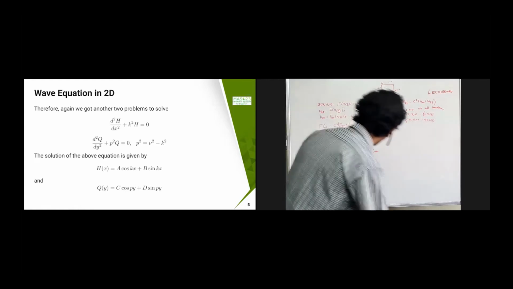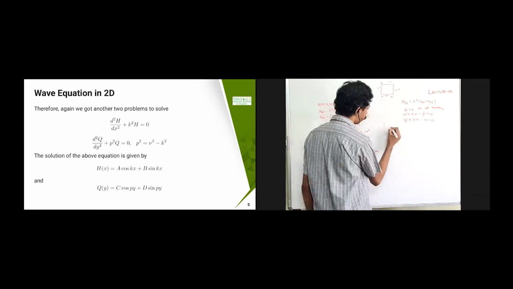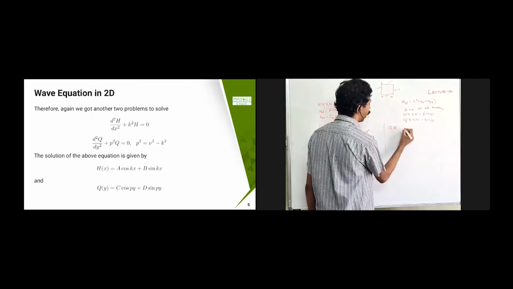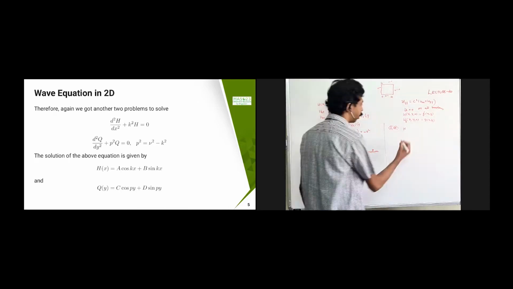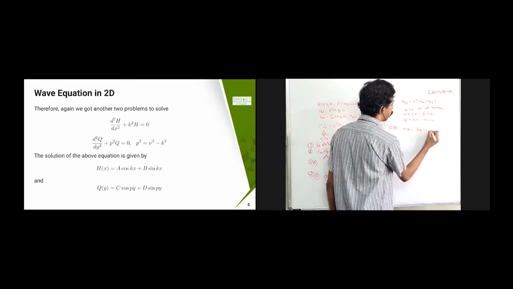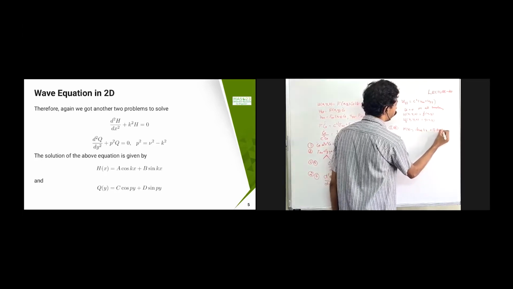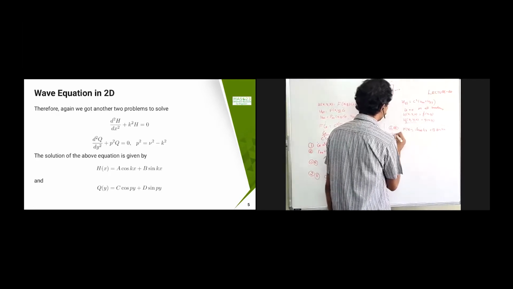So first let me solve this problem. Let's solve 2a. If I solve 2a, what am I going to get? You can see that m square equals plus or minus k, therefore your h of x is going to become a cos kx plus b sin kx. Now, similarly, if you solve 2b, same kind of thing.